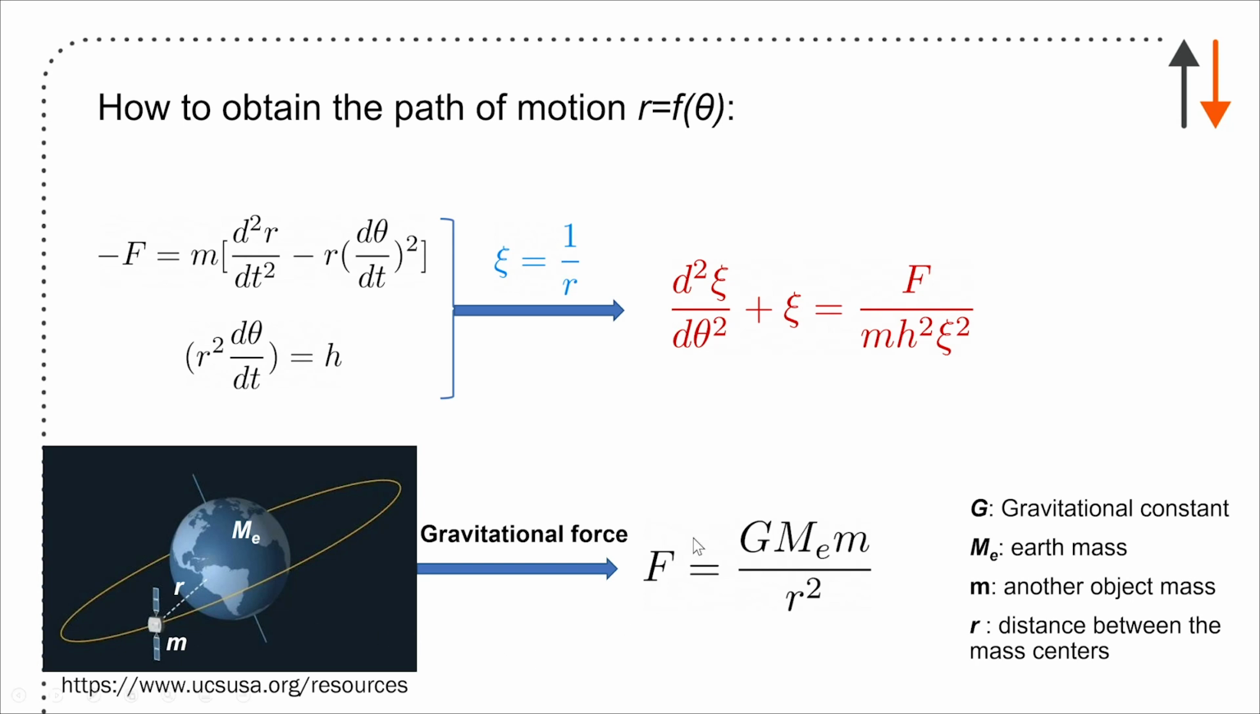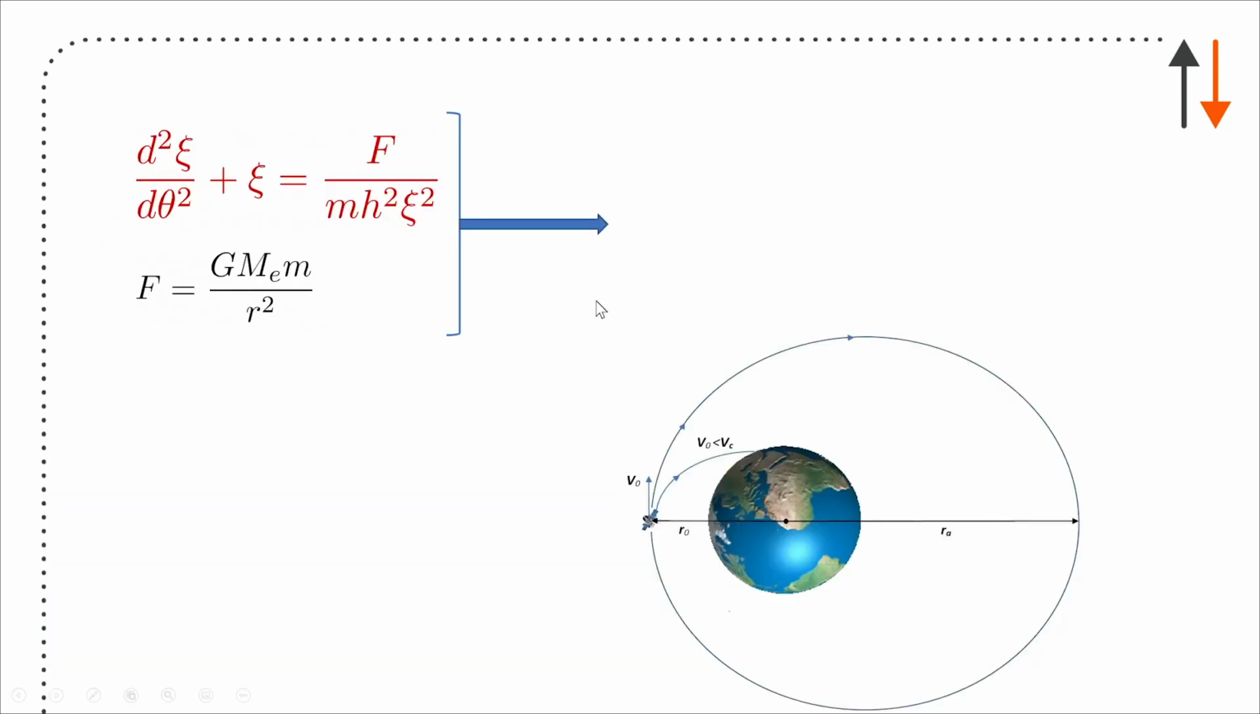If we replace this F in the equation that we found, now we can find the path of motion. So let's do that here. If we do that and solve the equation, I don't want to go through the solving process, we will find that the path of motion, or the equation for the path of the particle, can be written like this.